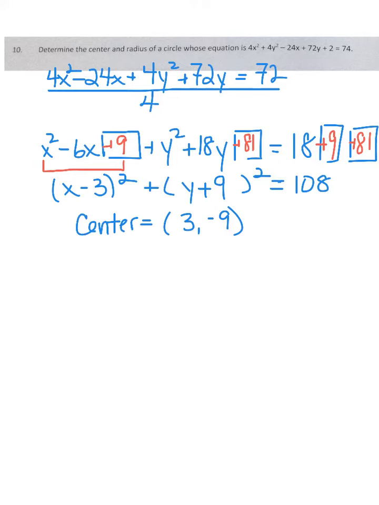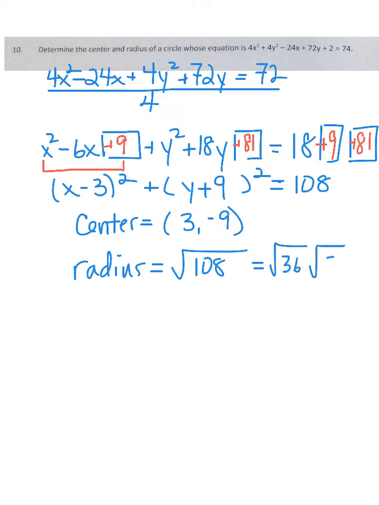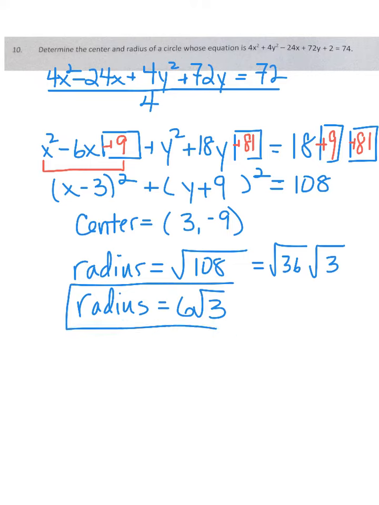All right, next I want to look at the radius. Remember that the radius is the square root of what's at the end, which is 108. Now, we can simplify that, so let's do that. Remember, if you don't know, go to your y equals, do 108 divided by x, and look for the biggest perfect square. So I see it at 36 and 3. So then my radius is going to be 6 square root of 3. So here's my radius, and here's my center.